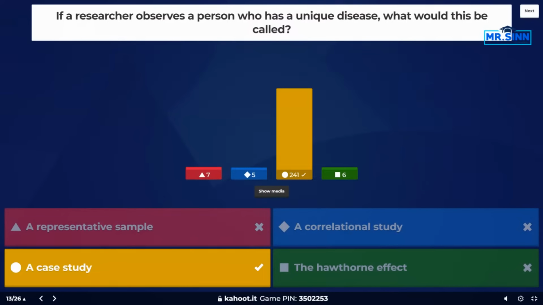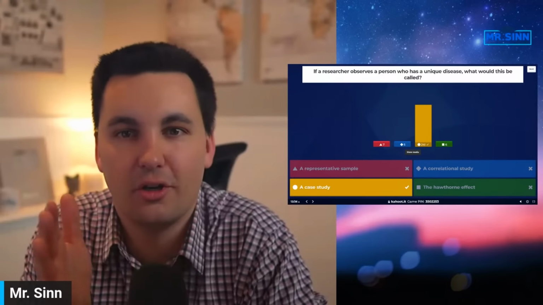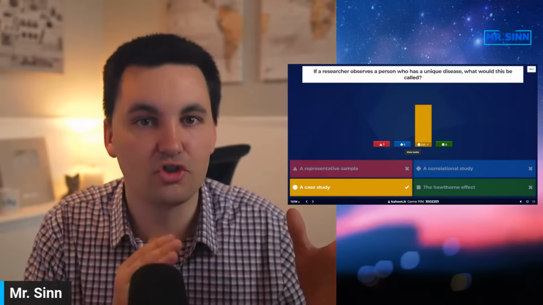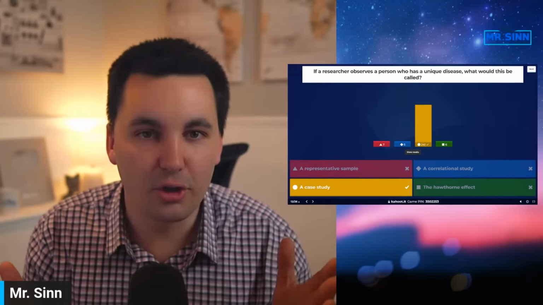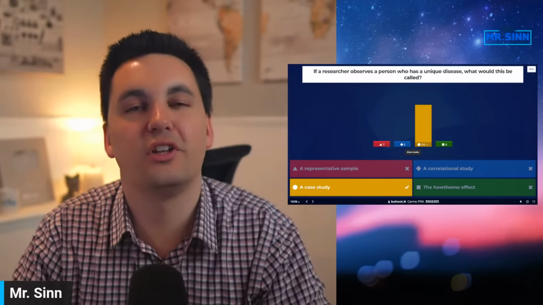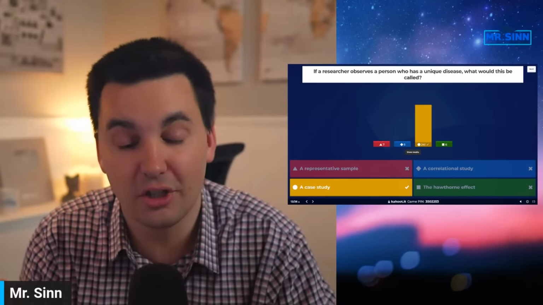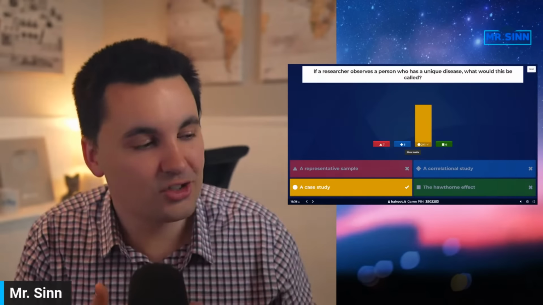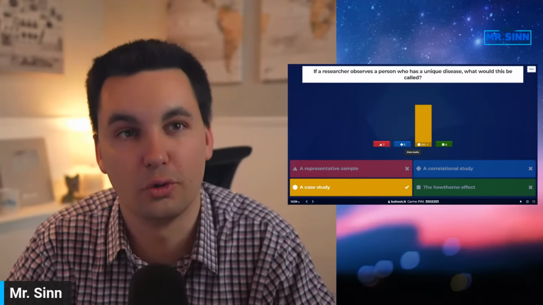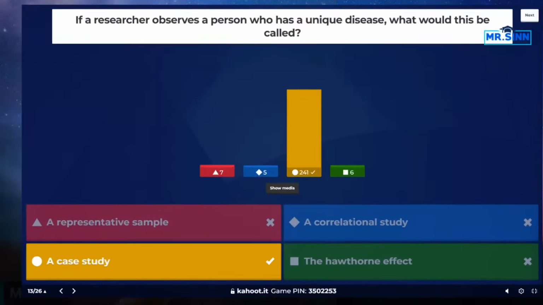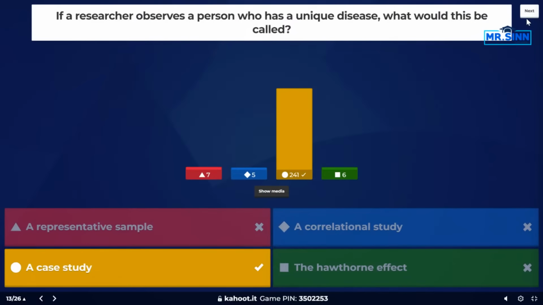The majority of people got that. Remember, a representative sample is when a sample group in the study represents all the different people. We've talked about that one. Remember, too, a correlational study shows the relationship between two different variables, but it's not showing cause and effect. It's just showing a relationship between them. The Hawthorne effect, we talked about this earlier as well. That's when essentially people realize they're being observed, so they start to change their behaviors. And a case study helps us gain insight into a particular group or an individual. So majority of people got that one. We're not going to spend much more time on it, but hopefully that helps you out.